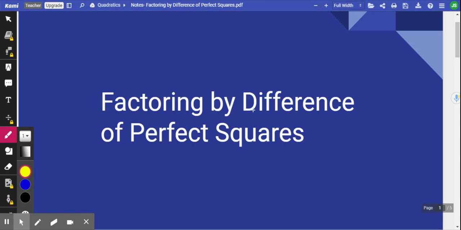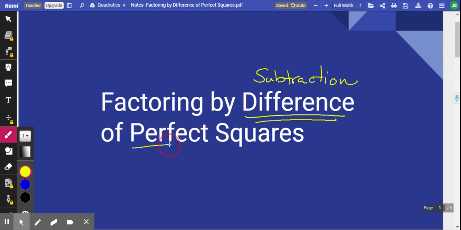So before we get started with anything, this word right here pops out to me, and it's that word difference. For us in math, that's talking about subtraction. So in these factoring problems, it's going to have subtraction in it. The other part of this, perfect squares, we're going to talk about that now. What is a perfect square?